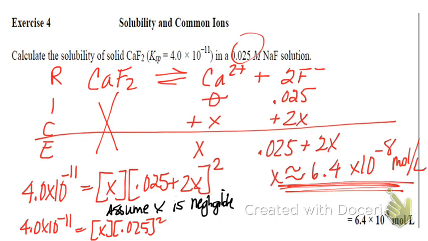Do you have to calculate it sometimes? If you got a larger X value, then yes. There are times when you neglect X and you go to check your 5% rule and it is greater than 5%, so you just go back in and put X back in and solve it that way. Okay? All right. Shall we do another one?